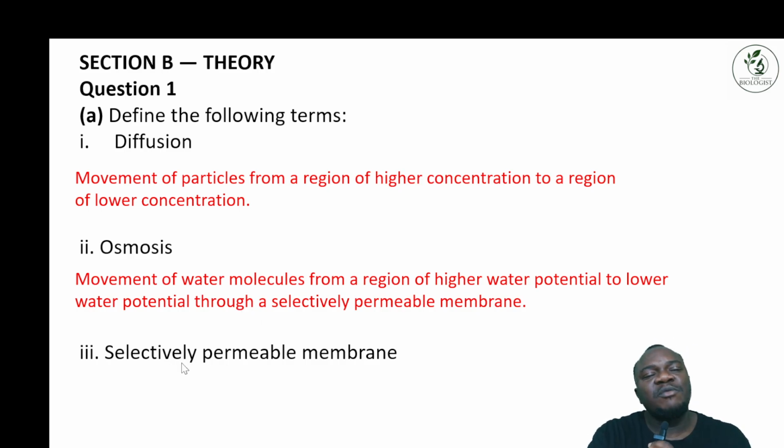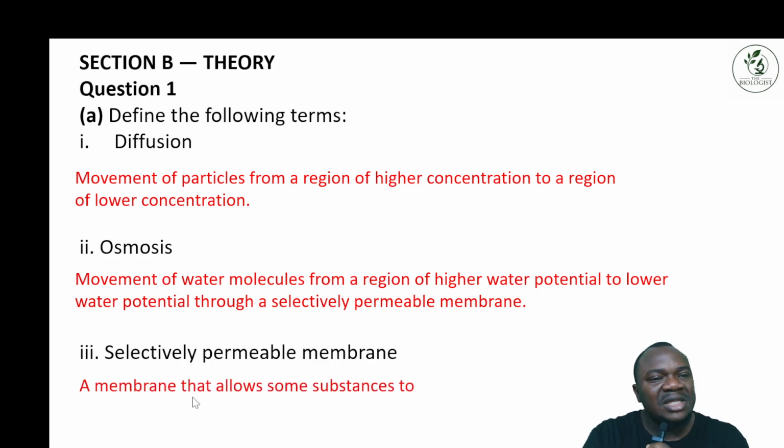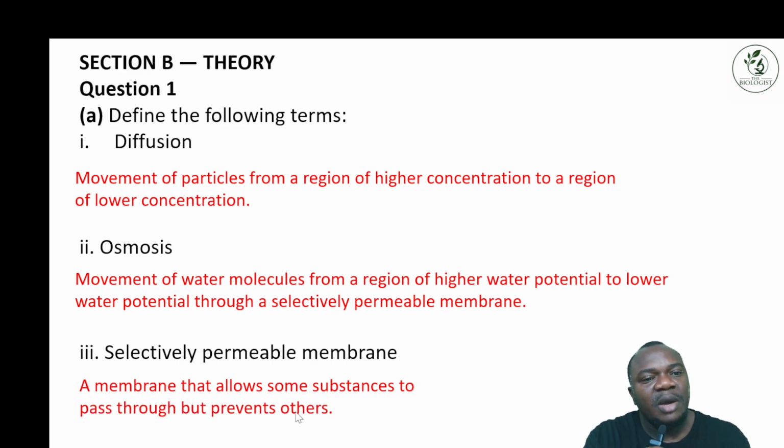And what is a selectively permeable membrane? It is a membrane that allows some substances to enter through it, allows some substances to pass through it. That is what a selectively permeable membrane is. And what happens is it actually prevents others from passing through it.